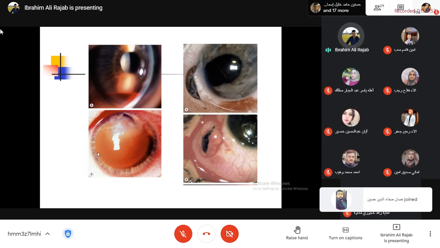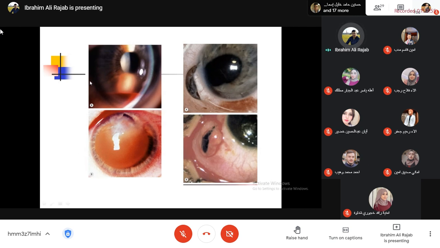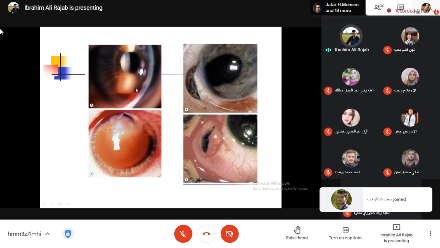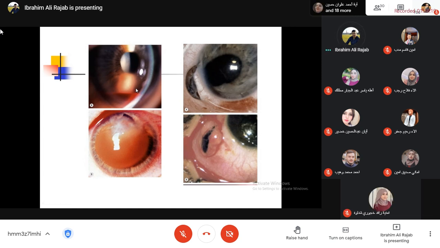now picture B, there is hemorrhage inside the anterior chamber. Hemorrhage inside the anterior chamber, called blood in the anterior chamber, is called hyphema. So blood in the anterior chamber is called hyphema, due to rupture of some of the capillaries and the blood vessels. So there is hemorrhage inside the anterior chamber.